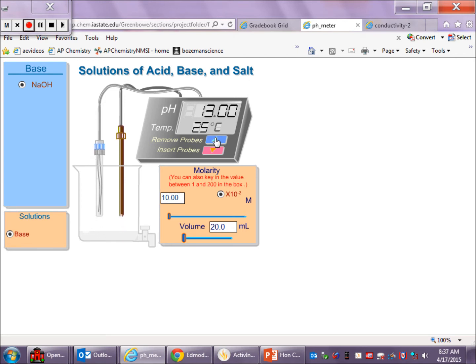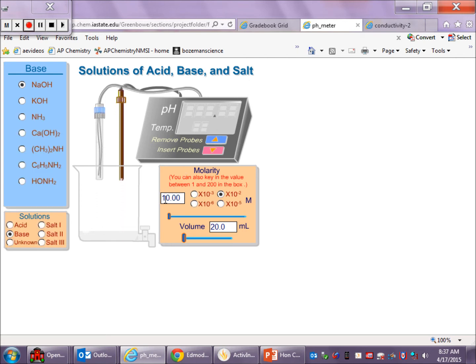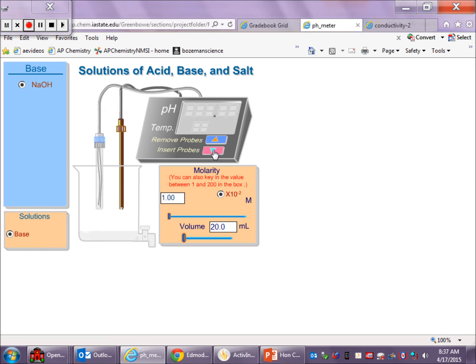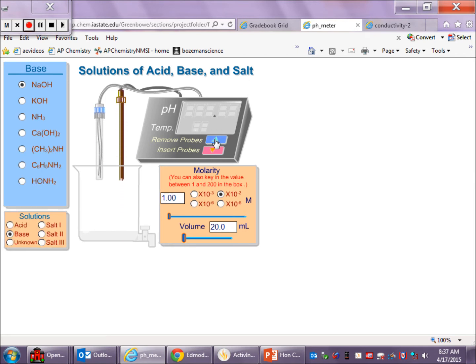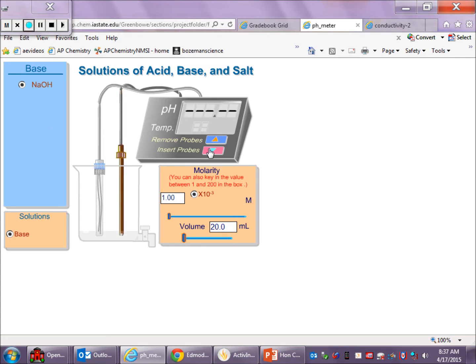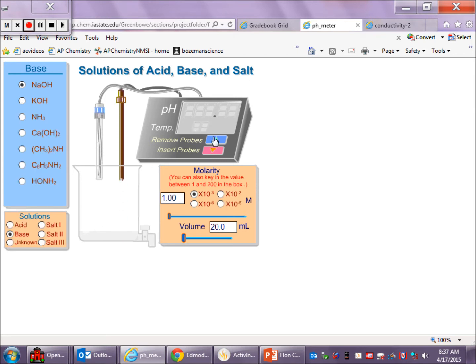Remove the pH probes. Dilute my sodium hydroxide solution again to 0.01 molar. Insert the pH probes, and I see it is 12. Dilute it one more time to 0.001 molar and check the pH. I see it is 11. This was sodium hydroxide. Now let's check ammonia.